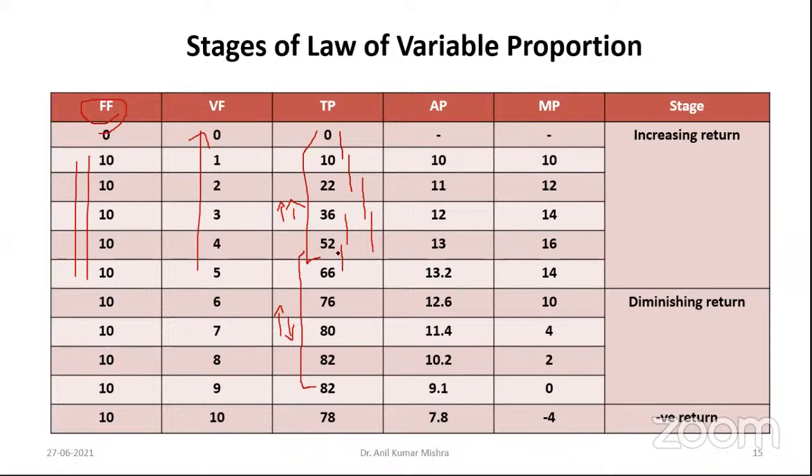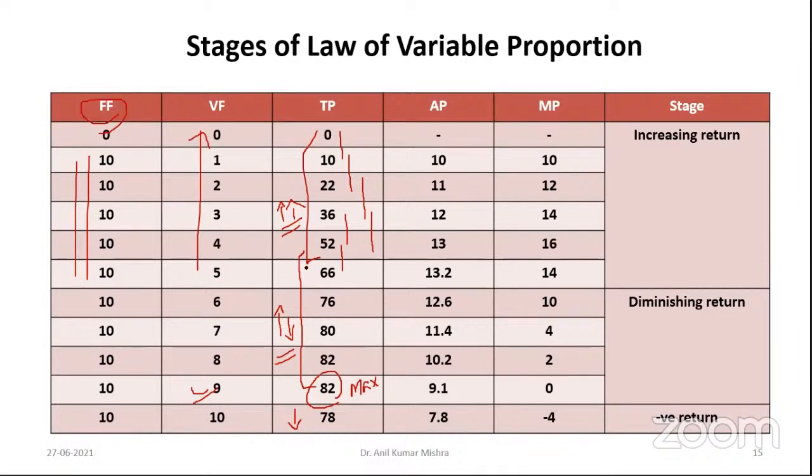That means the increase decreases by 14, then 10, then 4, then 2, then 0. Initially it increases at an increasing rate. Thereafter, it increases at a diminishing rate, right? And it reaches its maximum point. Corresponding to the 9th level of the variable factor, we find the total product becomes maximum, right? And thereafter, when we further increase the variable factor, what you find is that it diminishes. That means the total product decreases.